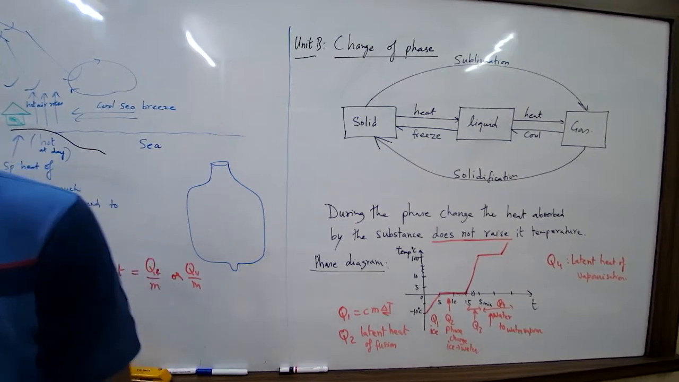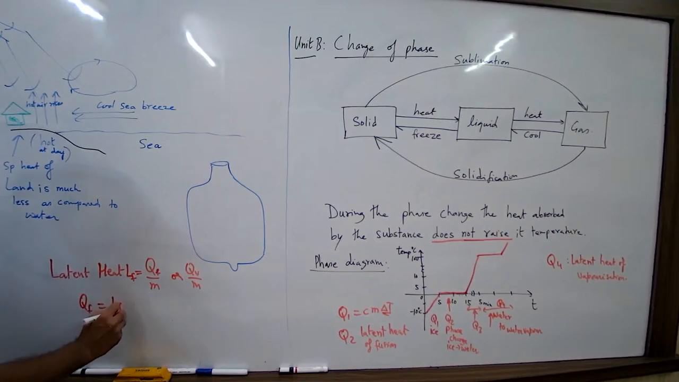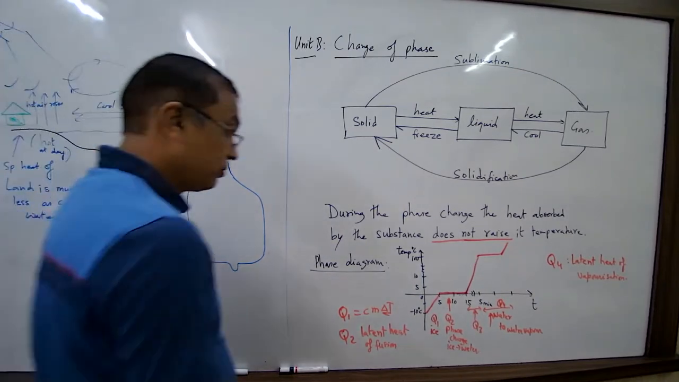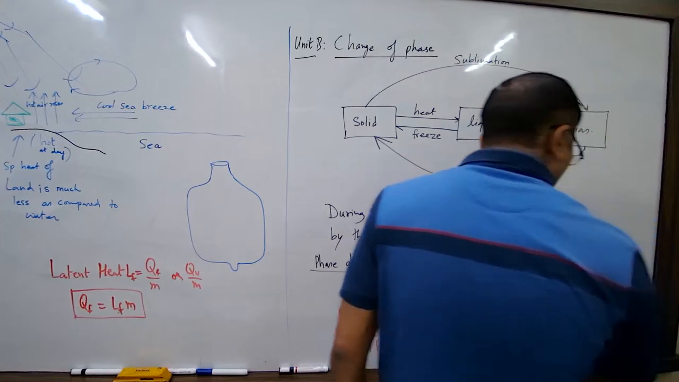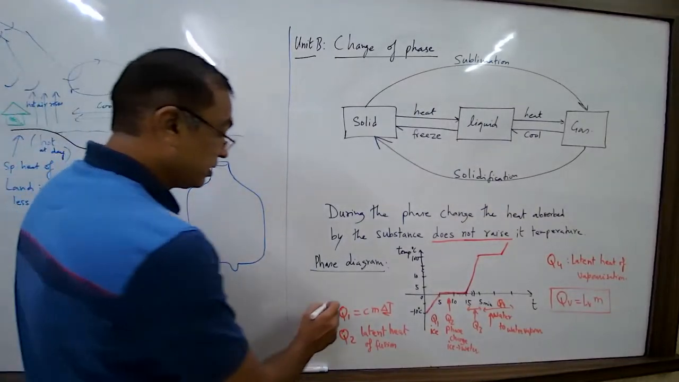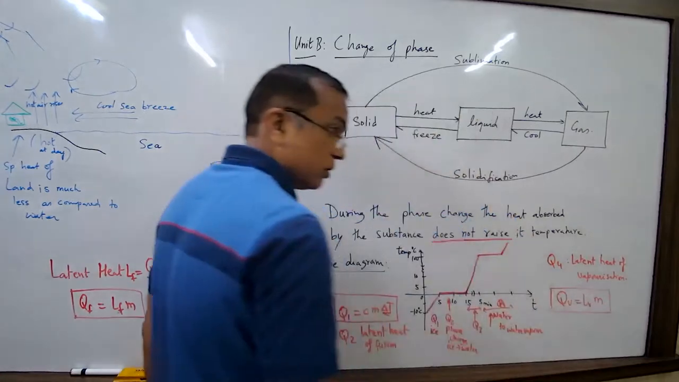Okay. So how much will be Q fusion? This will be latent heat into mass. Latent heat is a constant for a given substance and it is denoted as L. So for fusion it will be L_F into m. And what will be Q_V? Likewise, Q_V will be latent heat of vaporization into whatever was the mass. There is no delta T. So this is the difference. See, this is not a latent heat, this is an obvious thing because now there is a change of temperature here. Do we have a change of temperature here? No. That's why it is called latent heat.